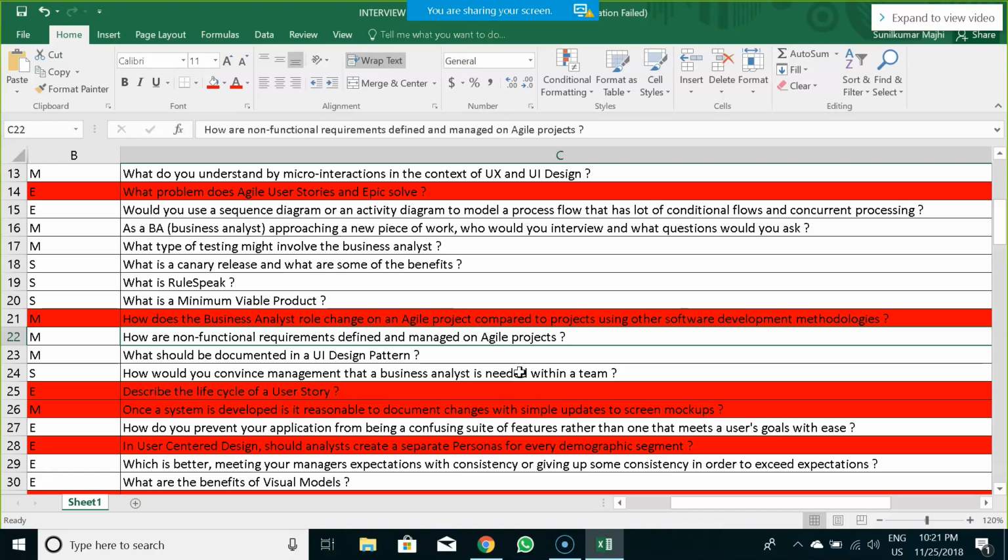How does the business analyst role change on an agile project compared to projects using other methodologies? Mostly the role of a BA should change very little across different software development methodologies. The tools and techniques we use vary according to the needs and attributes of a given project or the SDLC. The responsibilities of a BA on a project include requirement elicitation, requirement analysis and management, regardless of the methodology used. But the type and format of requirement documentation may vary according to the methodology.